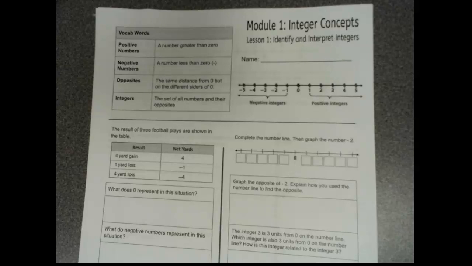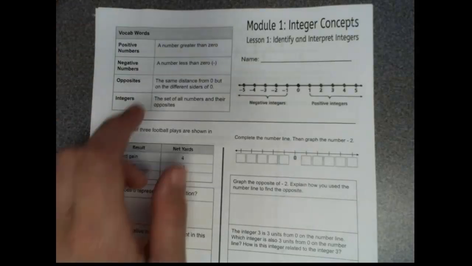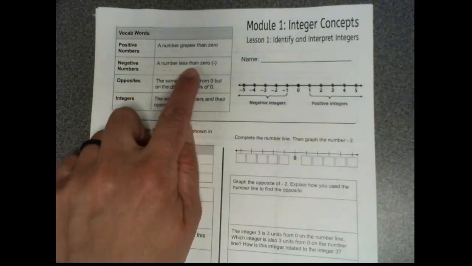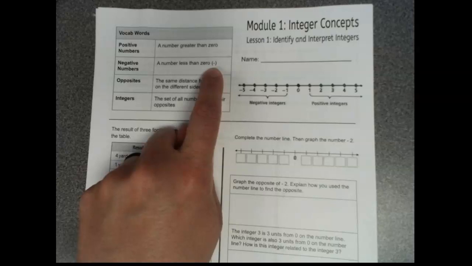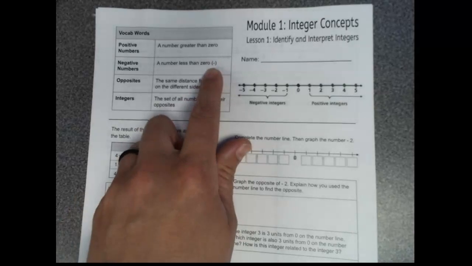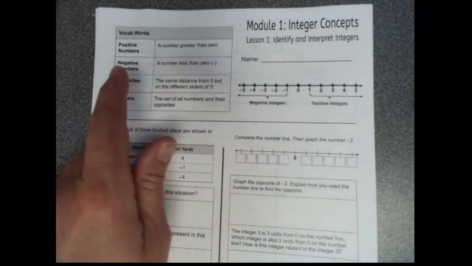This is Module 1 over integer concepts and Lesson 1, Identify and Interpret Integers. First off, we're going to look at our vocabulary words. We have positive numbers, which are numbers greater than 0, and negative numbers, a number that's less than 0, and it has a negative sign on there. Positive numbers do not have to have the plus sign in front of them to mean positive because they just get written. Normally, negative numbers need to make sure they do have this negative sign on it.